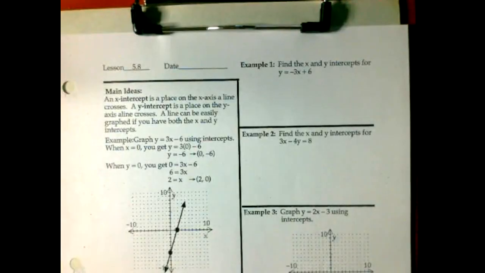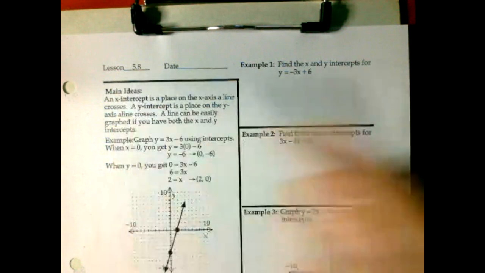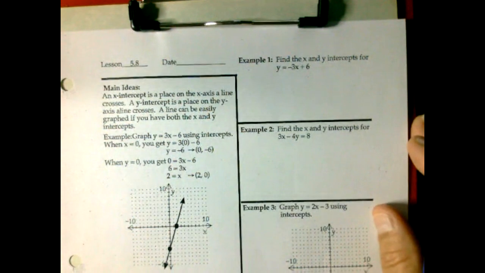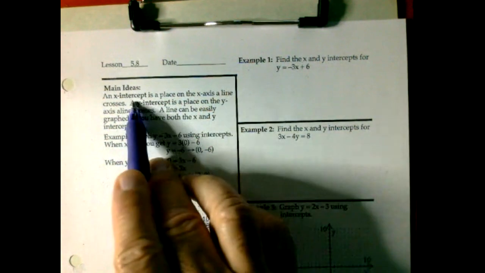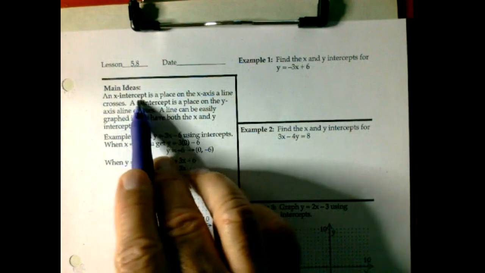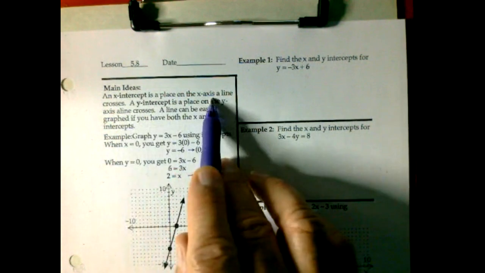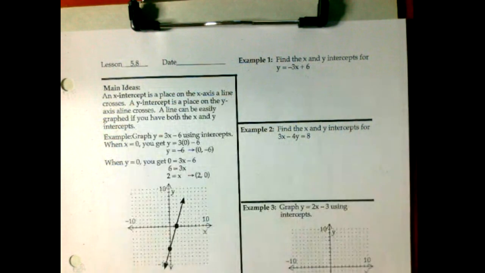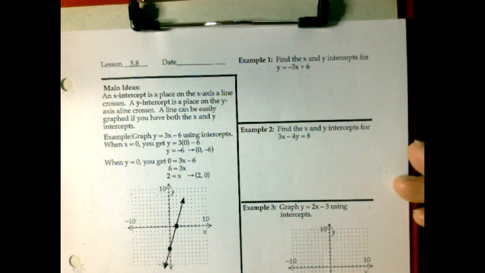Hello again, everybody. In this lesson, which is the last lesson of chapter 5, we're going to show you another way to quickly graph a linear equation. It involves what we call intercepts. The x-intercept is a place on the x-axis. A y-intercept is a place on the y-axis. If we knew those 2 points, we can plot the dots, draw the line, and be finished.